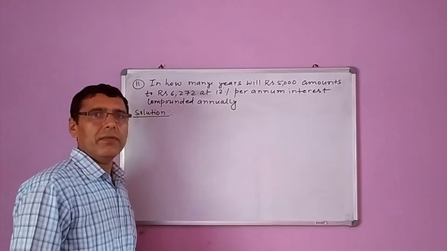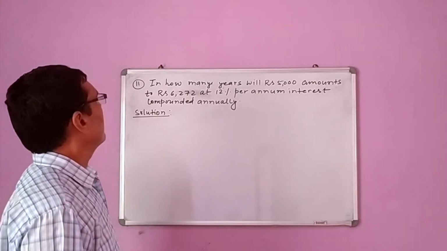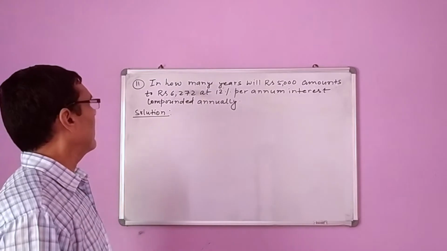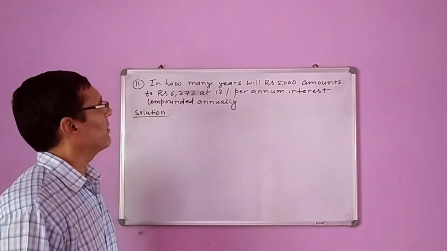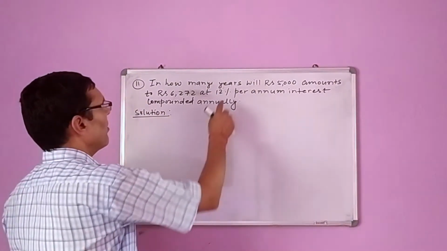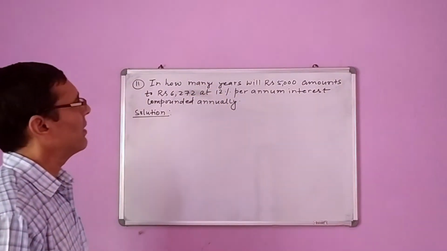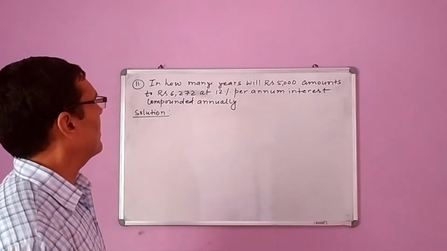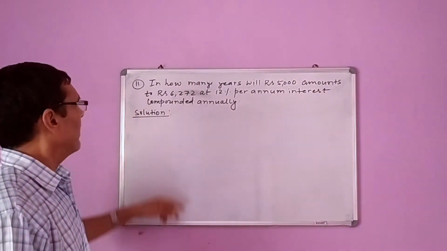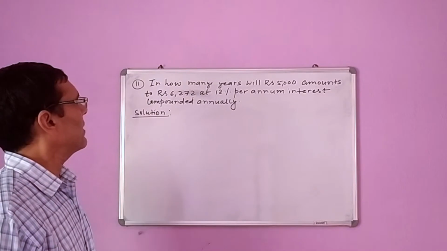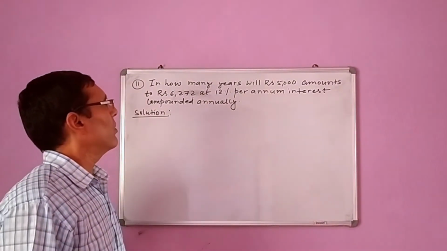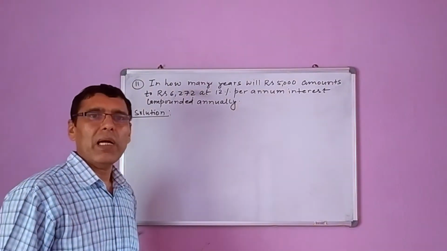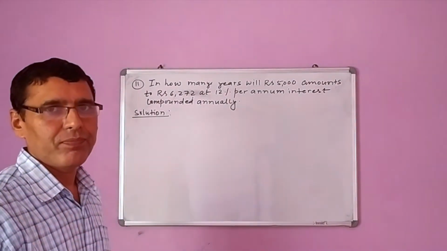Here is another question. Question number 11. In how many years will rupees 5,000 amount to rupees 6,272 at 12% per annum interest compounded annually? Here we are given principal 5,000 rupees. Amount of that principal 6,272 at the rate of 12% per annum interest compounded annually. So we have to calculate the time here.